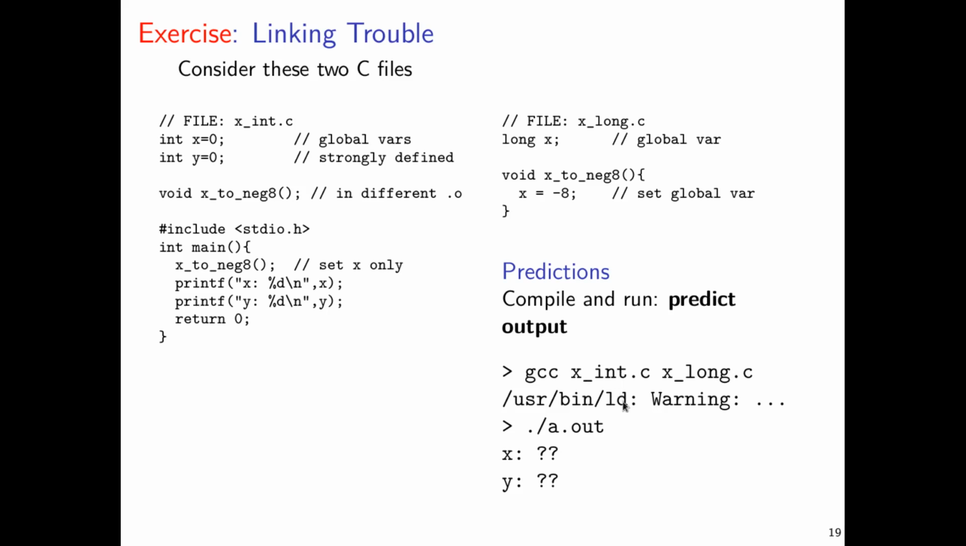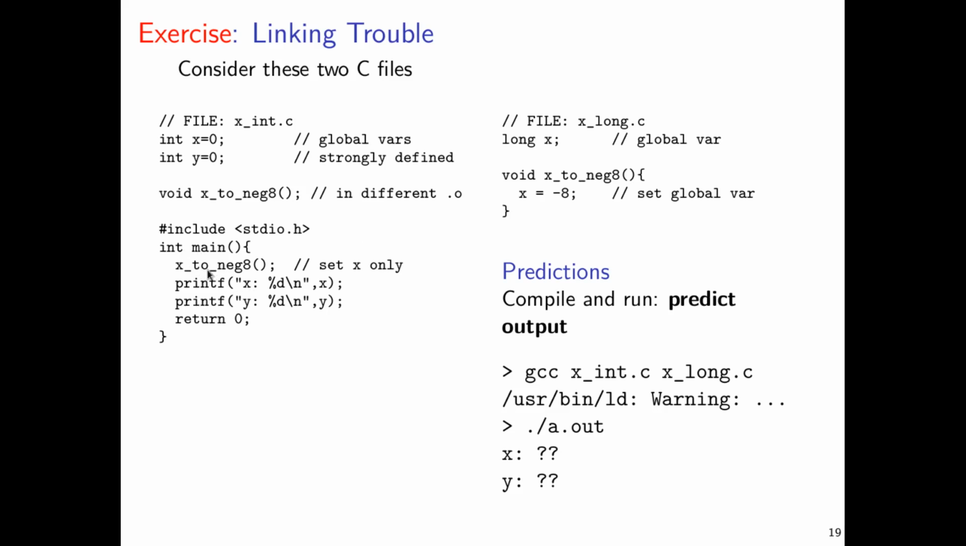You can notice here there is a warning issued about this, but the main intent of this exercise is to try to predict: is it easy to tell, when I run this, what x and y values get printed out? You notice that x and y are first defined up here in xint.c as integers. They both have 0 values. Somewhere else is defined this x to neg function. That happens to be over here in xlong.c. We'll get there in a second. But essentially all this main function does is call this x to neg function and then print out what x is and what y is.